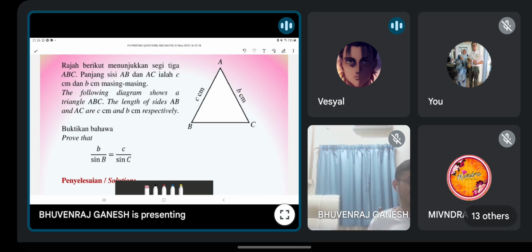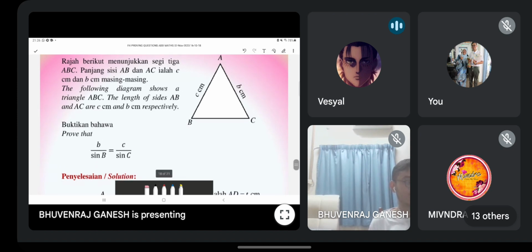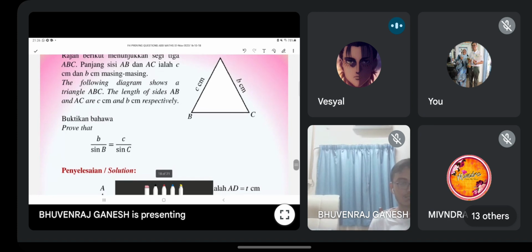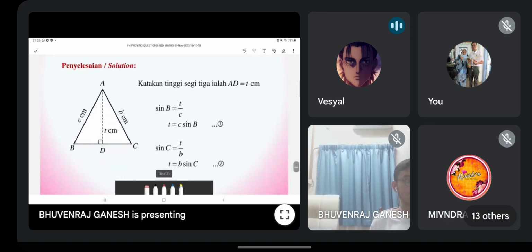Okay. This is also relatively simple. It's just proving that b over sine B equals c over sine C. Can scroll down one. Yeah. So our first step is you will divide the triangle into two right angle triangles. Okay, so you have to understand to solve the triangle like questions, right? So you will actually need to use the right angle concept.